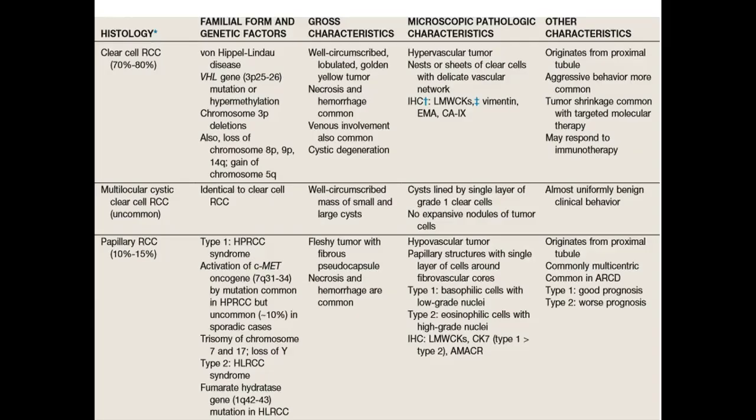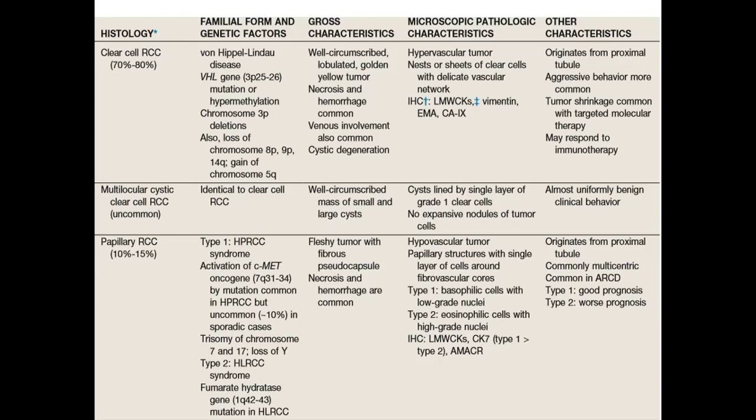If you look at the RCC, we have different histological variants, including the clear cell, which constitutes around 70 to 80%. And we have this clear cell RCC associated with the VHL, which is the familial syndrome. It originates from the proximal tubule, aggressive behavior is more common, and tumor shrinkage is common with targeted molecular therapy, like we are discussing these days, TKIs and things like that.